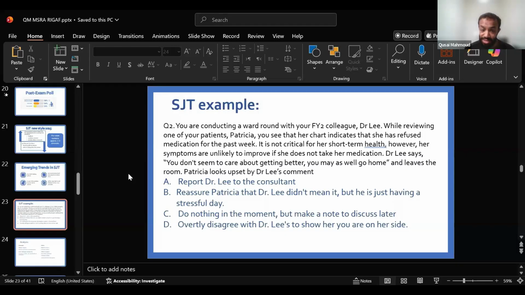The answer is yes. Anyone could tell me when would C be a wrong option, even if we are in the middle of the ward round? What could they change in the stem to make C a wrong option, because they are playing around with these tricks? I think if it's critical medication for her short-term health, like if the medication she's refusing to take is urgent.